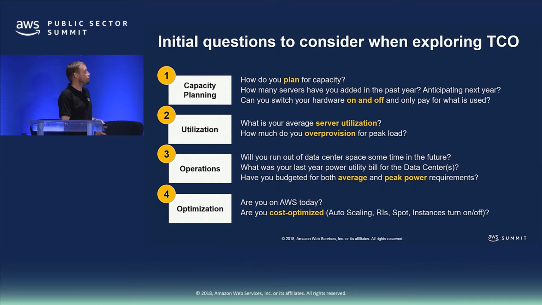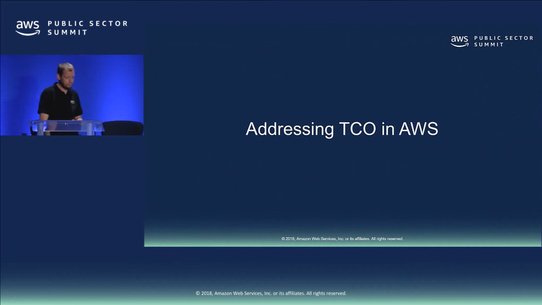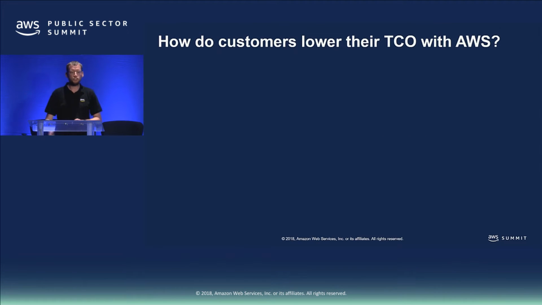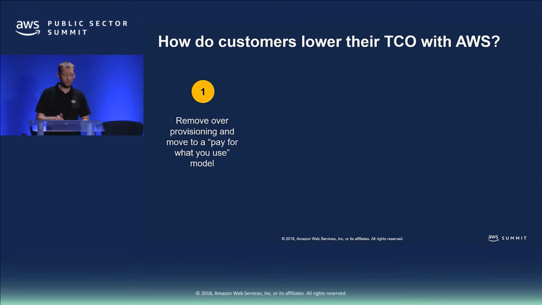And lastly, if you're on AWS, have you optimized? Are you cost optimized? And hopefully by the end of this session, you'll understand some of the approaches for doing that. So how do we lower TCO within AWS? So firstly, we remove over-provisioning. There's no need to over-provision in AWS. You can move to a pay-for-what-you-use model, and we'll talk about how to do that.